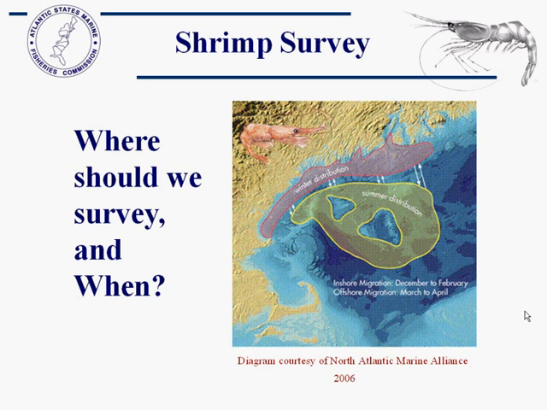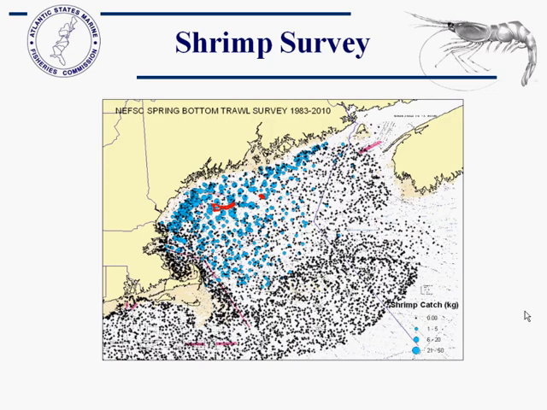I don't know whether they included any down east fishermen in this project, because there's traditionally been a fishery around Mount Desert and Mount Desert Rock. But generally, this is our perception of how shrimp move and where they're located. So how would you survey this?